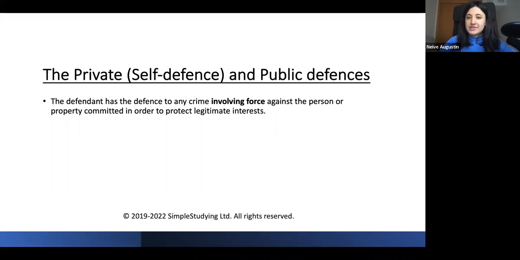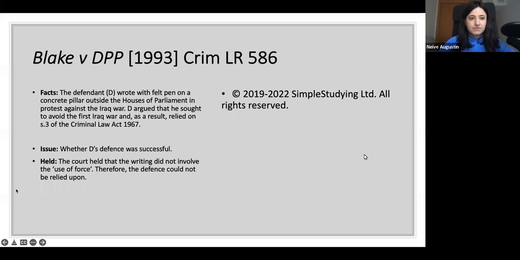There is also private self-defense and public defenses. The defendant has the defense to any crime involving force against the person or property committed in order to protect legitimate interests. So if the person was self-defending, then it can be a full defense to a crime.